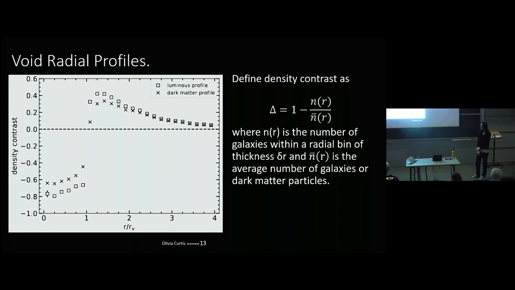Yes. Okay. And do you see any trend with the voids? This is one example, but what about different void sizes, depths? When I looked at these radial profiles as a function of void radius, I didn't see much of a difference between my smallest voids and my largest voids. So no, I didn't see a trend between those properties. Then you're next.